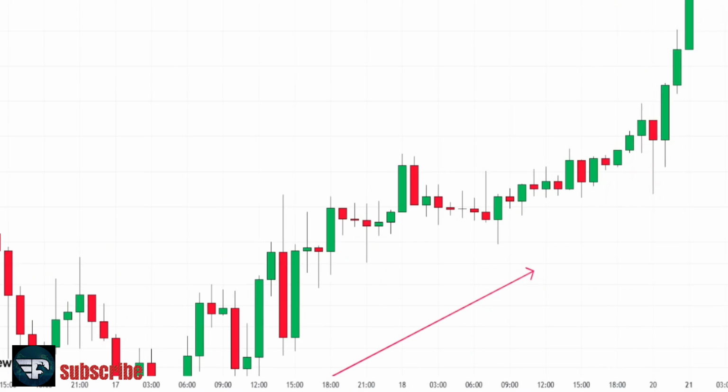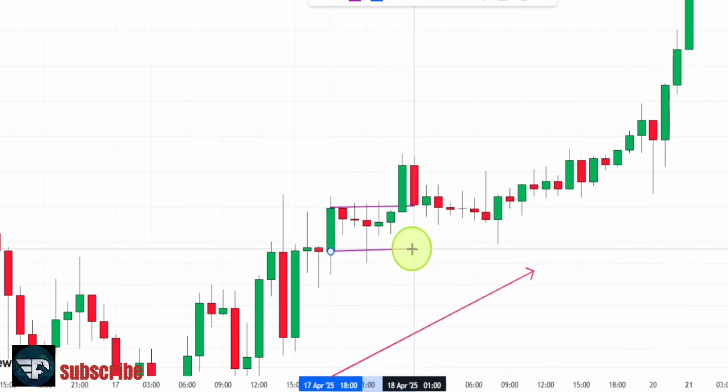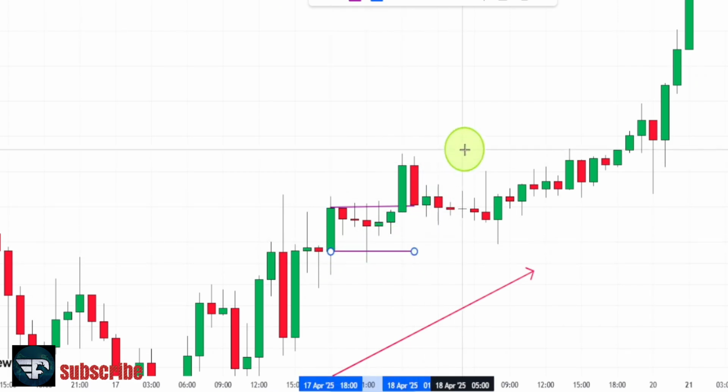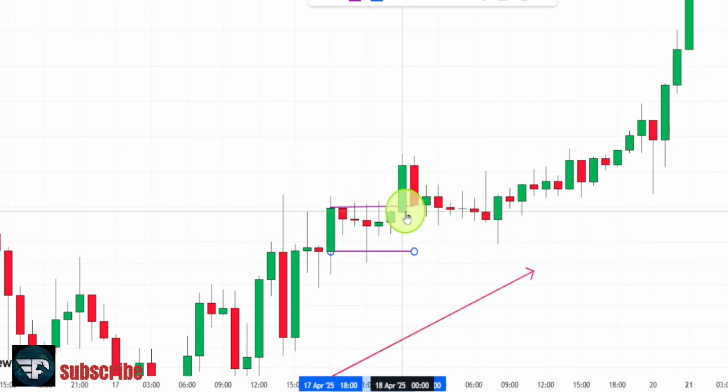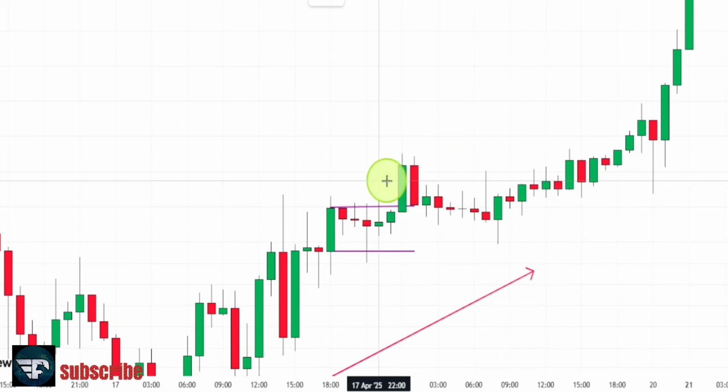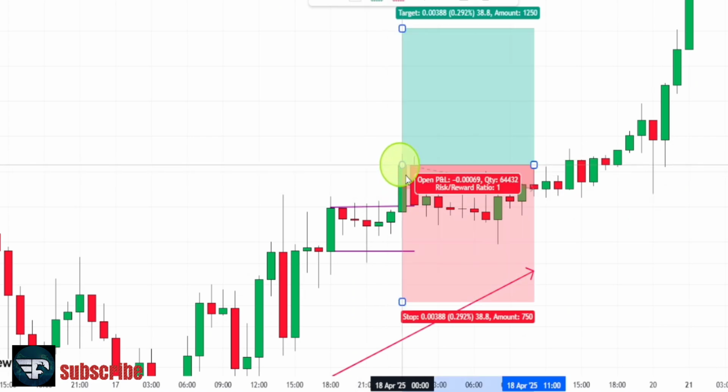So what you need to do is you mark the high of the master candle like this, and then you mark the low of the master candle like this. Okay, so what you are looking for is a breakout to the upside, because this is a bullish master candle. A breakout of the master candle is what you are looking for. In this case, the breakout happened here, so you put your buy here. So you take your buy when the breakout happens. You need to wait for the candle to close, then you take your buy from there.